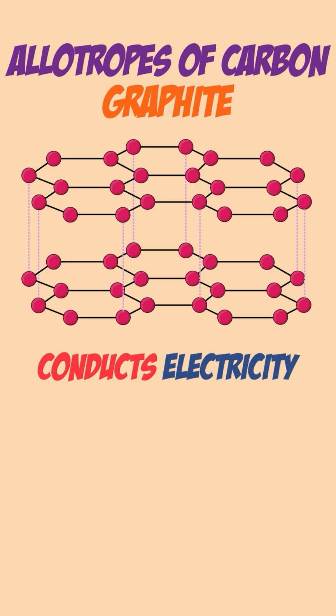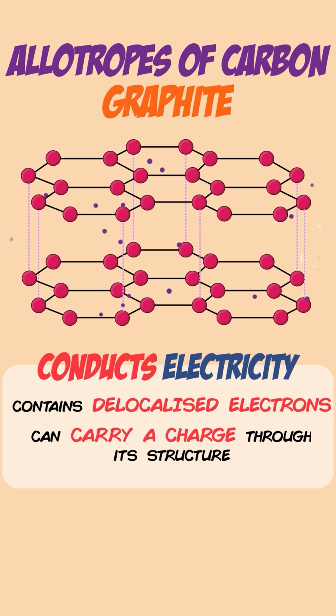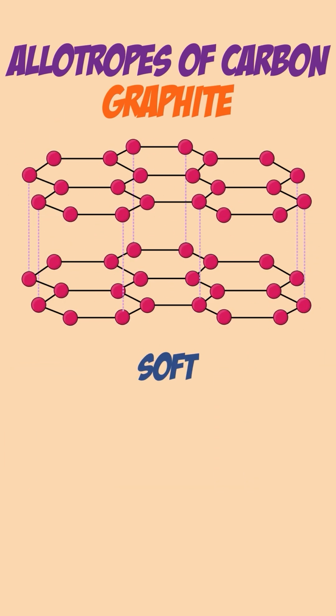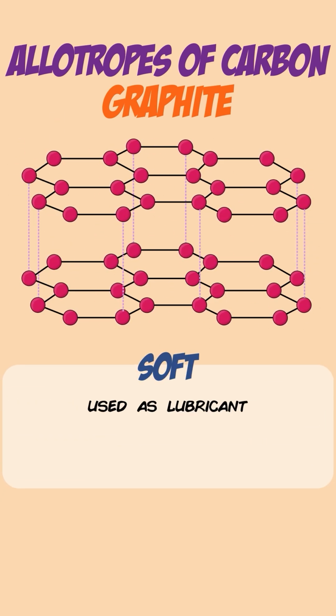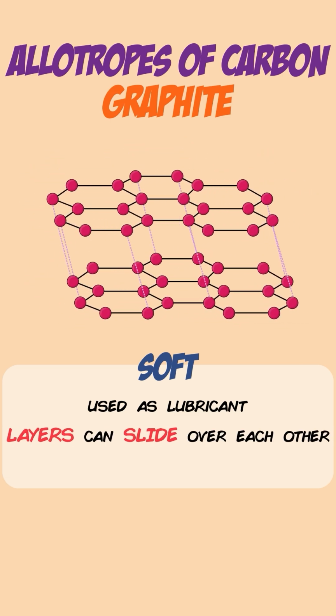This means that graphite is a good conductor of electricity, as its delocalized electron can carry a charge through its structure. It's also soft and used as a lubricant due to the weak forces between the layers. These weak forces allow the layers to slide over each other.